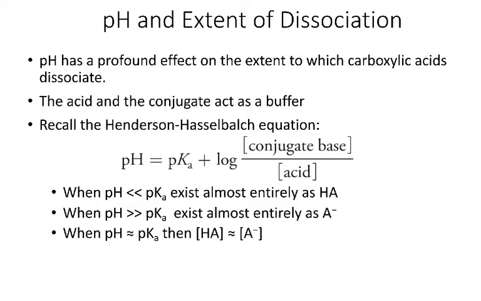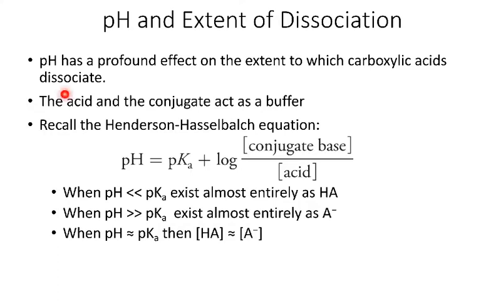Now, I mentioned that when we take a carboxylic acid, assuming it's soluble in water, and we try to dissolve it in water, it only dissociates a very small amount, and the vast majority stays together with the hydrogen attached to the rest of the molecule. It stays together as HA. It doesn't dissociate into H plus and A minus. But if we change the pH, this can have a significant effect on the extent to which carboxylic acids dissociate, and whether it exists primarily as the acid form or as the conjugate base.